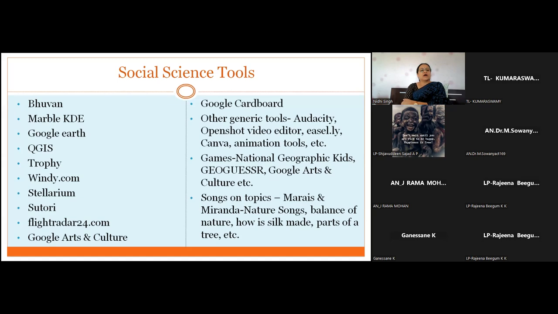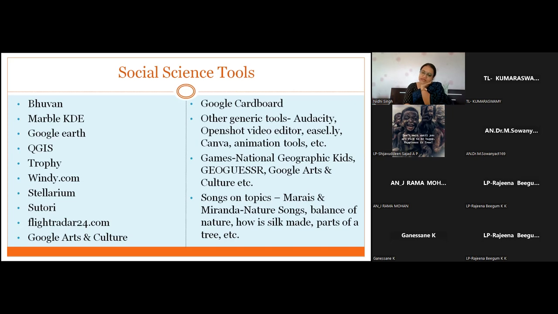Then you have Marble KD. This is especially for geography. Sorry, not for geography. This Marble KD also has historical maps also. And you have the 3D rotating earth. You can create a map. You can calculate the distance. Then you have already created maps, historical maps of 1842 or 1600 something.